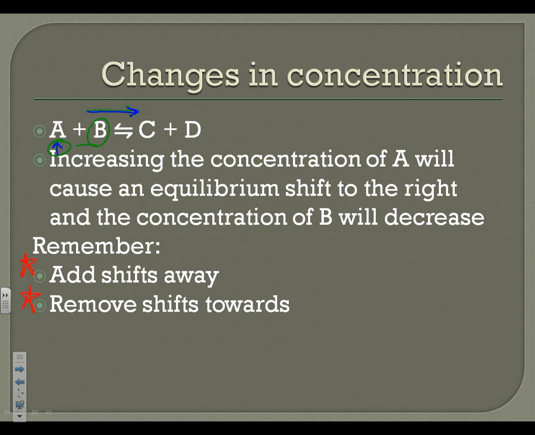And remove shifts towards. Again, I have both of these starred. These are little things you want to remember. If I remove something, it is like digging a hole in dry sand. If you remove C, and we would do that through precipitation or something like that, and get those particles out of there, the reaction would shift towards what you just removed. So in this instance, if I removed C, the forward reaction would be favored, or there would be an equilibrium shift to the right.